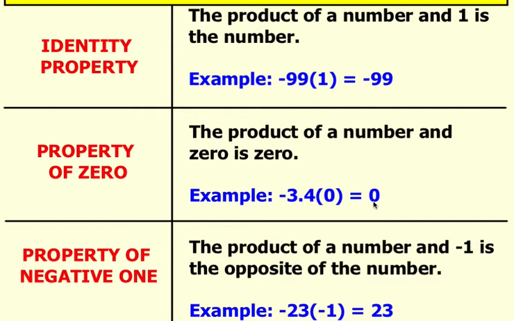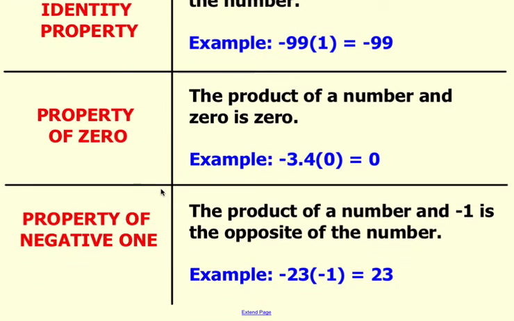The next property is called the property of negative 1, which states that the product of a number and negative 1 is the opposite of the number. So for example, we have negative 23. Multiply that by negative 1, it is equal to positive 23, which is the opposite of negative 23.